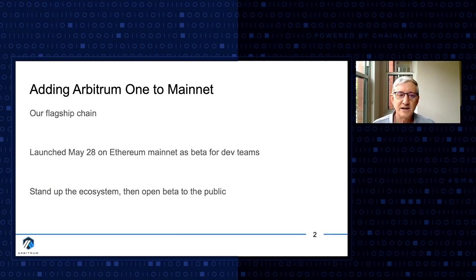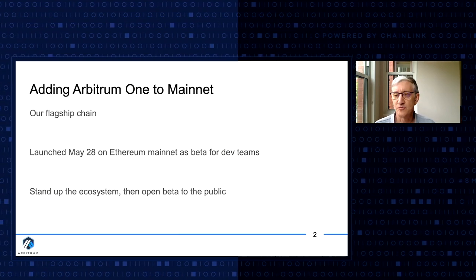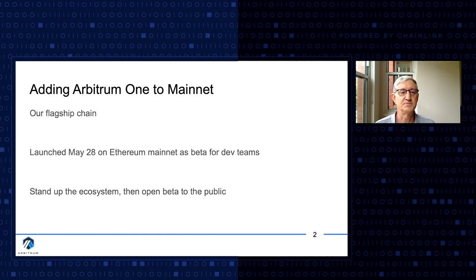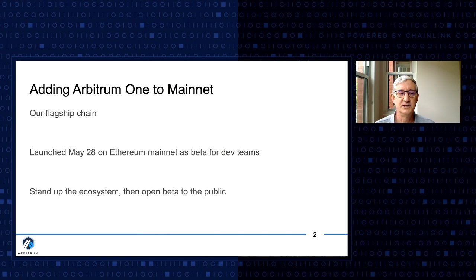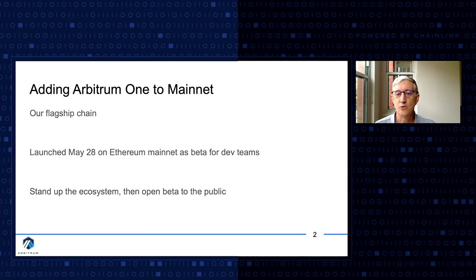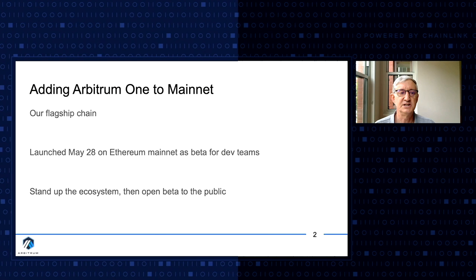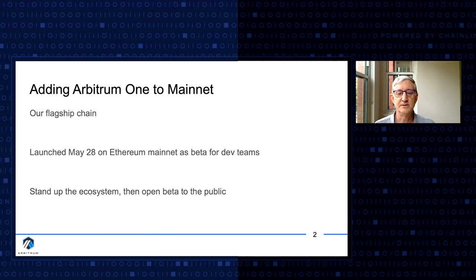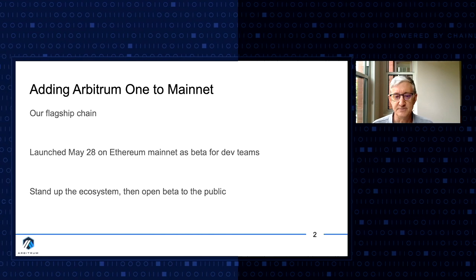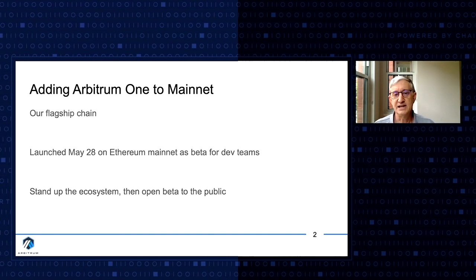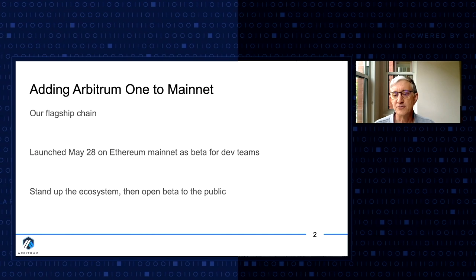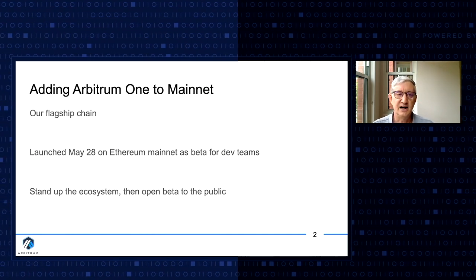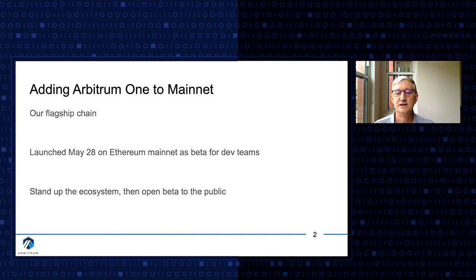So we're adding Arbitrum One to mainnet. Arbitrum One is our flagship chain. The Arbitrum technology can support multiple chains, but Arbitrum One is the one where we're bringing in the whole community, including DeFi apps and everything else. We launched May 28th on Ethereum mainnet as a beta for dev teams. So that meant that we let in, now it's a bit over 400 different dev teams to stand up their tech on the Arbitrum One on mainnet.